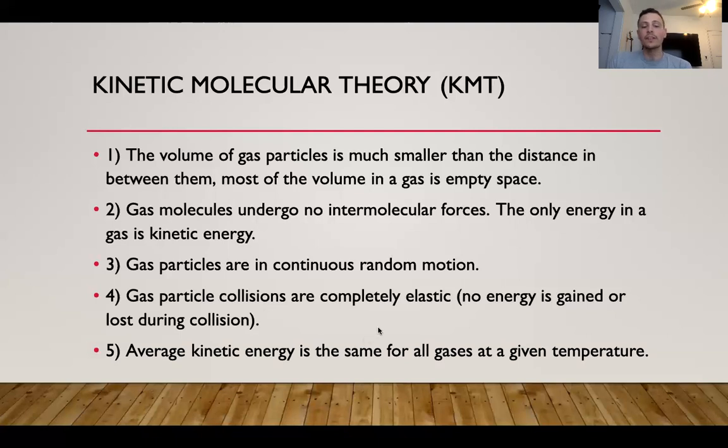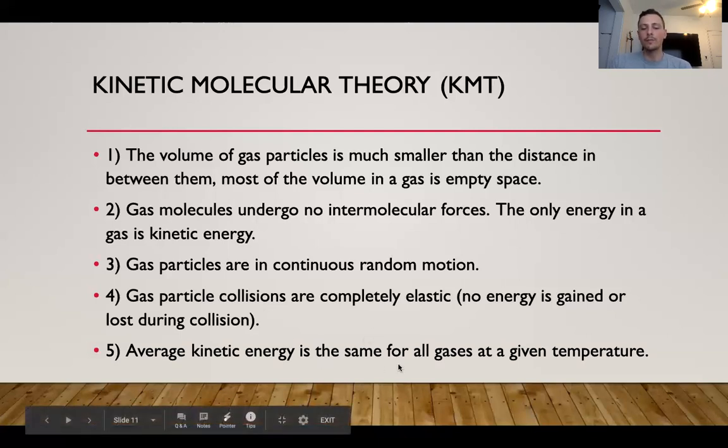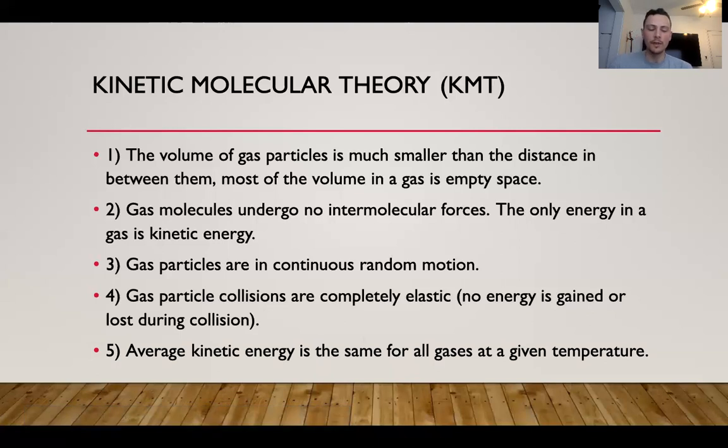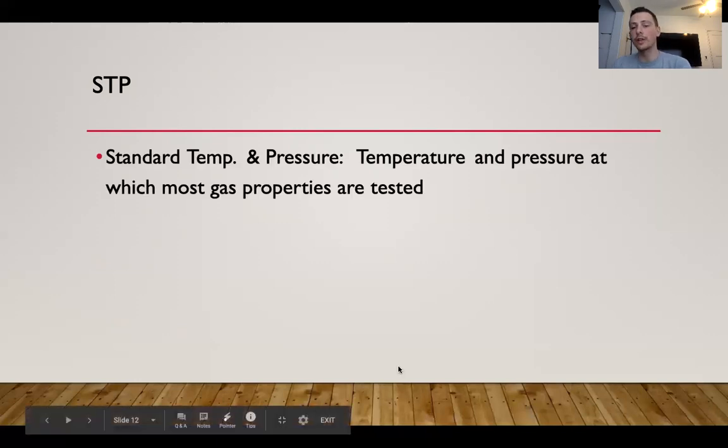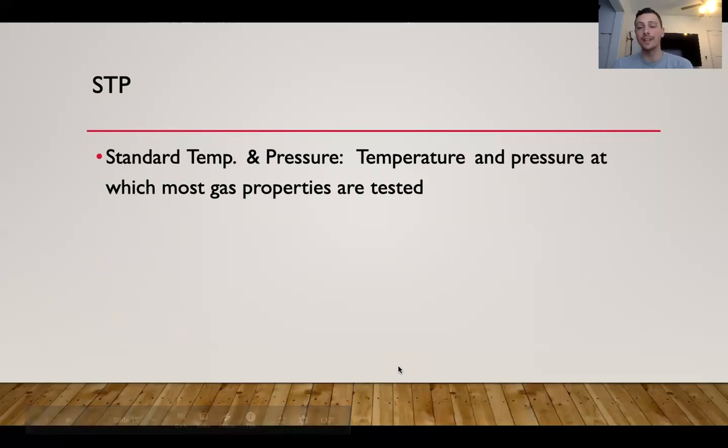Number 5 is that the average kinetic energy is the same for all gases at a given temperature. So if any gas is at a set temperature, it's moving at the same speed. It doesn't matter what type of gas that is. Then lastly, we have what we call STP. So when we're testing gases, we like to do it under controlled conditions, and very often we'll do it under STP, which stands for standard temperature and pressure. And so that's the temperature and pressure at which most gas properties are tested.